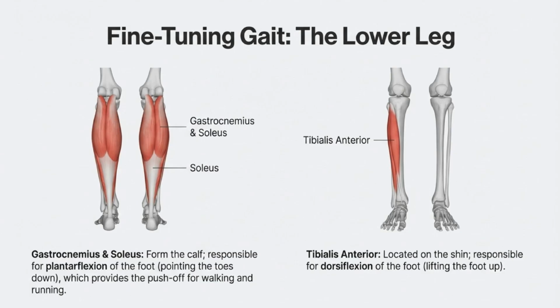To fine-tune gait, we look to the lower leg. The gastrocnemius and soleus combine to form the calf. They are responsible for plantar flexion, pointing the toes down, which provides the essential push-off for walking and running. Opposing them on the shin is the tibialis anterior. This muscle is responsible for dorsiflexion, the action of lifting the foot up.